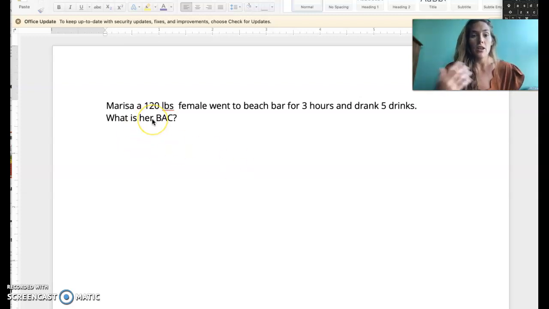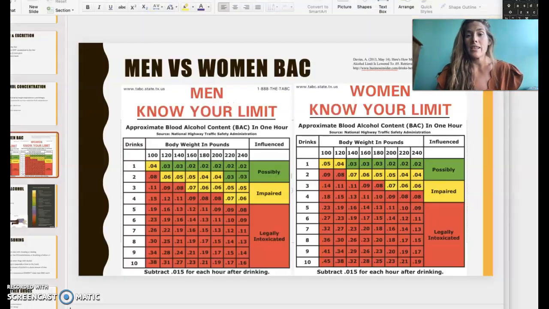So Marissa is a 120-pound female that went to Beach Bar for 3 hours and drank 5 drinks. What's her blood alcohol content? So we can go over to our handy dandy chart. You will never need to memorize this chart, maybe for yourself. If you want to find your weight, this might be helpful, but for any test questions, I would never ask you to ever memorize this chart.